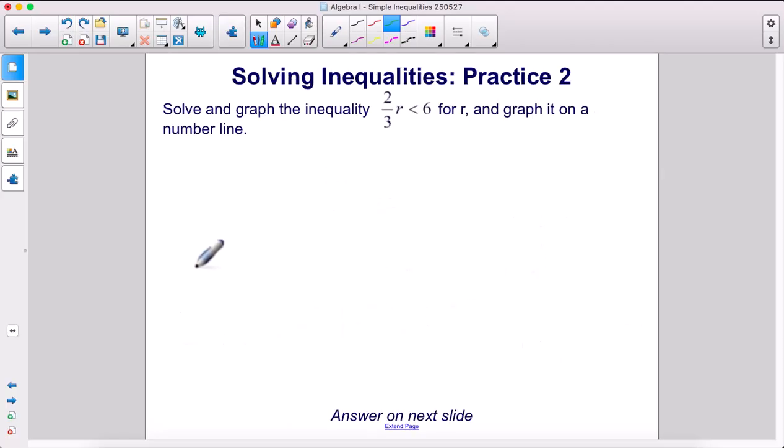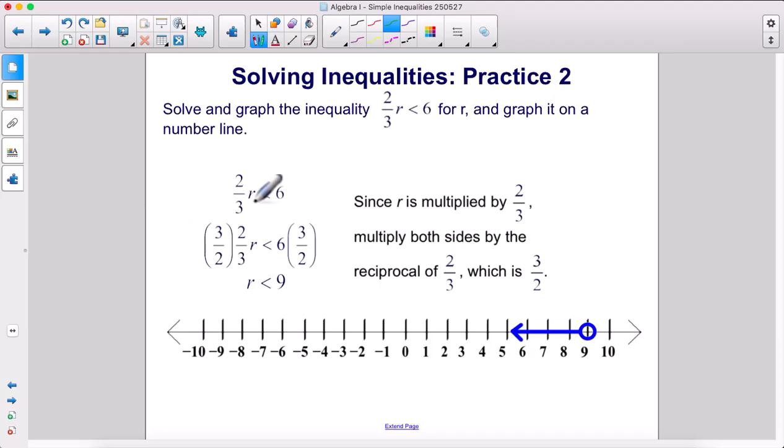Solve and graph the inequality 2/3 r is less than 6 for r and graph it on a number line. Since r is being multiplied by 2/3, let's multiply both sides by the reciprocal of 2/3, which is 3/2. When we do that, we get r is less than 9. Therefore, we draw an open circle on 9 with a ray to the left towards negative infinity.